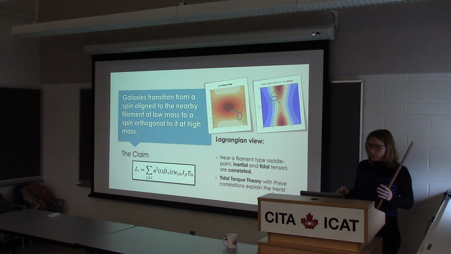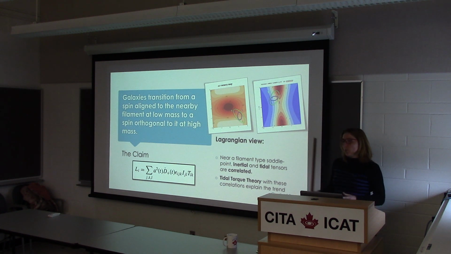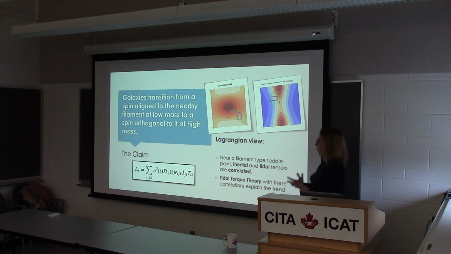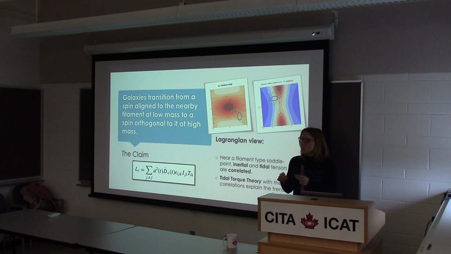So those two views actually go well together. You have the Lagrangian view that tells you what angular momentum will be acquired by a Lagrangian patch of matter during its evolution in time. And you have the Eulerian view that tells you more about what types of processes will be involved in this collapse.